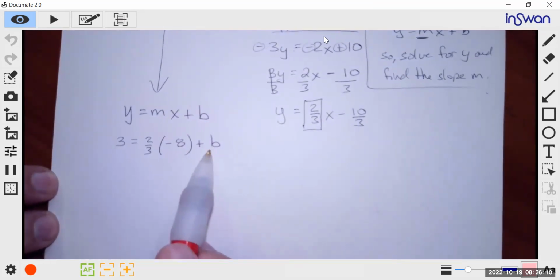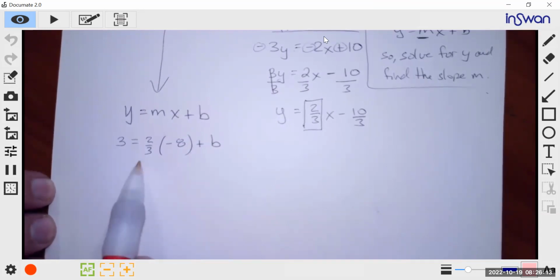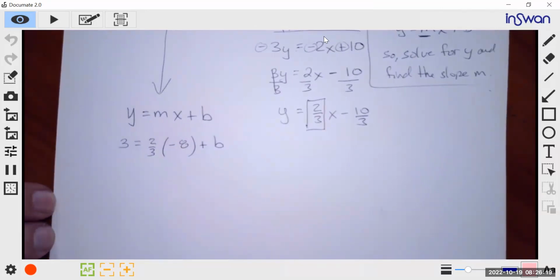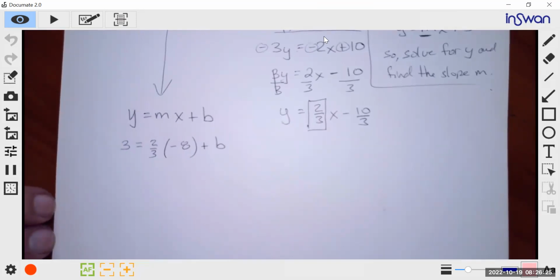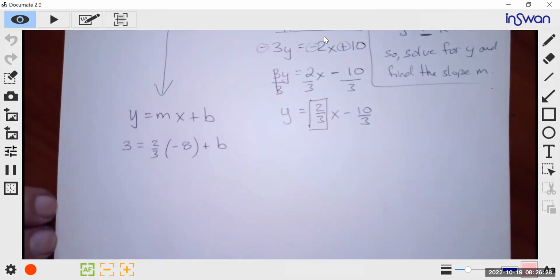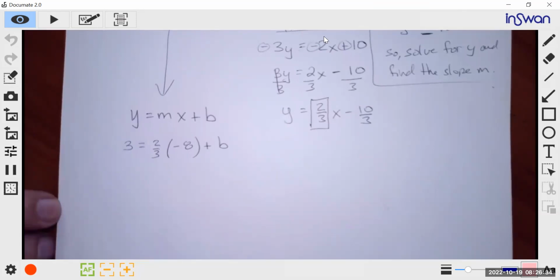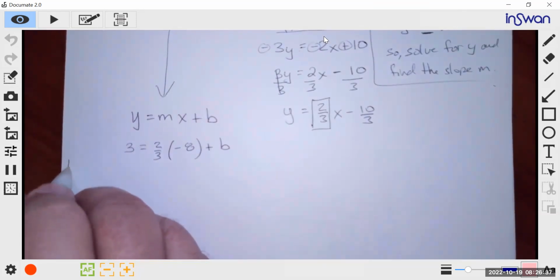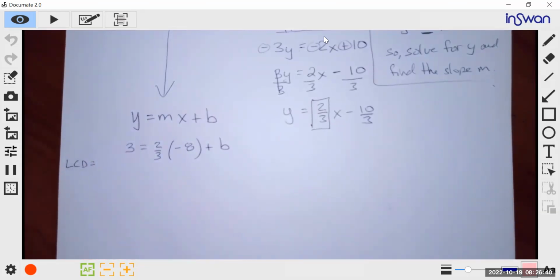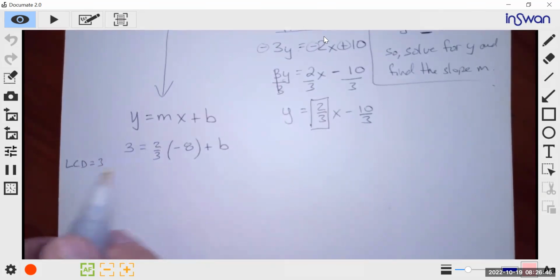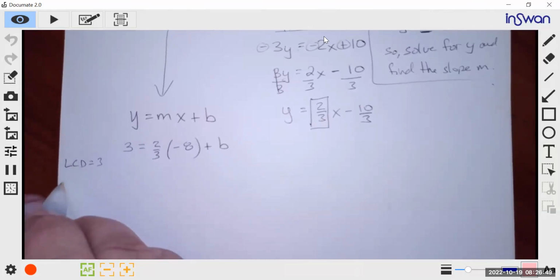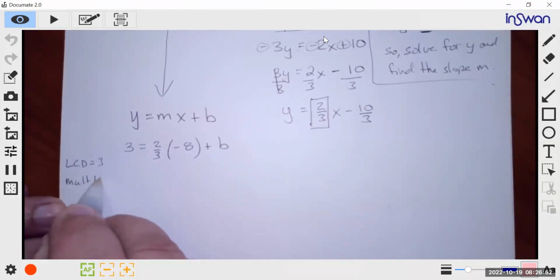We have an equation here. We have to solve for b. Since we have a fraction and an equal sign, what do we do? What have we always done every time we see a fraction and an equal sign? Besides just staring at it, what do we do? What's the LCD? 3. It's the only denominator. What do we do with the LCD? Multiply each term by the LCD.